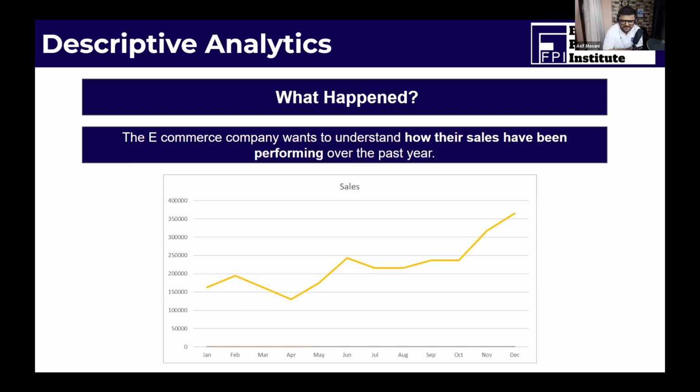We have not yet tried to understand why the April data is low or why the sales is high in December. All of that we have not yet touched. We'll just try to understand what has happened in the past. So this is what descriptive analytics is.